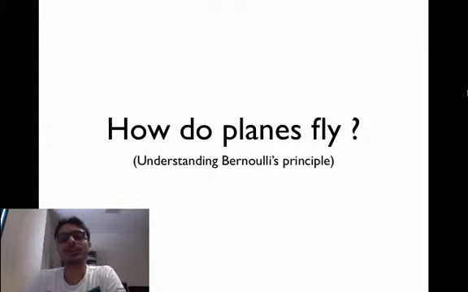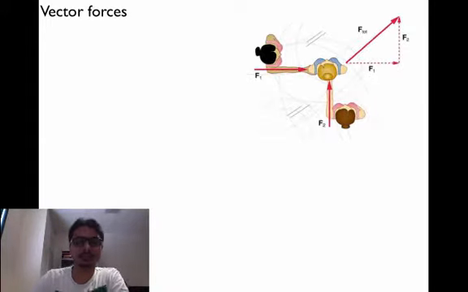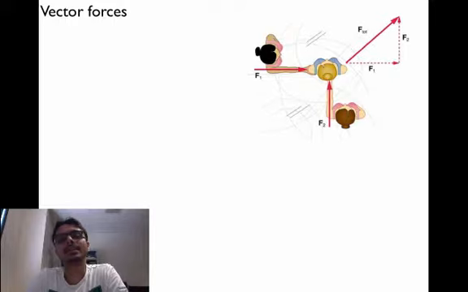In this video, we'll look at how planes fly. Before we do that, let's understand vector forces. If there are multiple forces acting on a body, then the total force acting on the body due to all these forces is their vector sum.